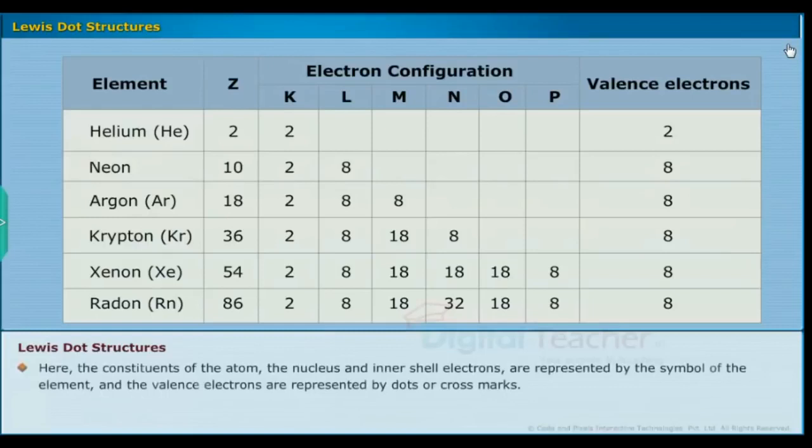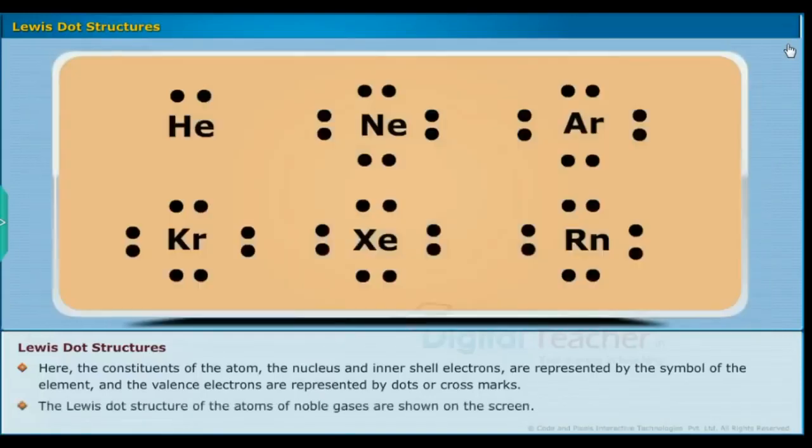Here, the constituents of the atom, the nucleus and inner shell electrons, are represented by the symbol of the element, and the valence electrons are represented by dots or cross marks. The Lewis dot structures of the atoms of noble gases are shown on the screen. Let us do an activity to represent the valence electrons of atoms of different elements using Lewis dot structure.